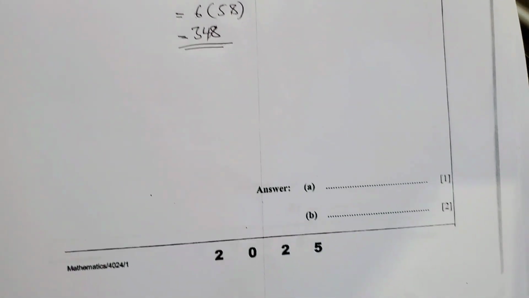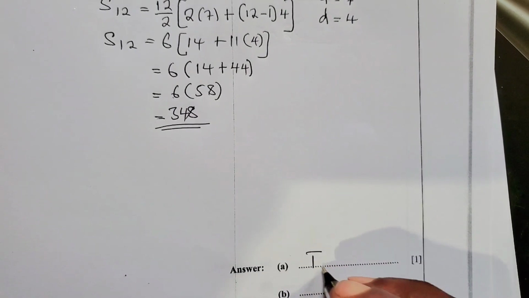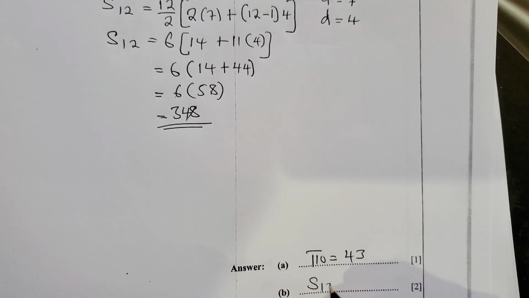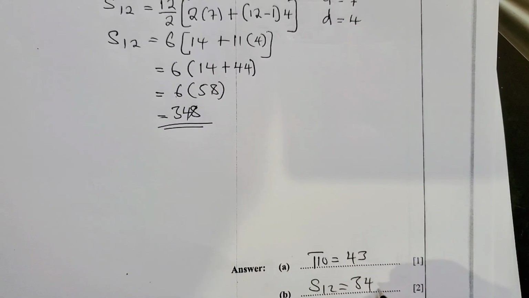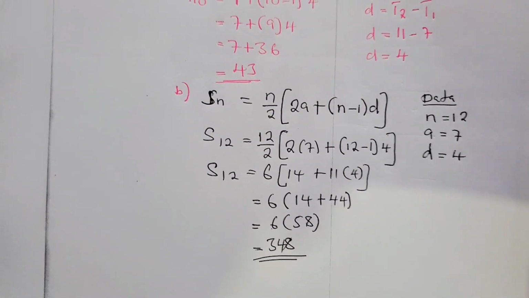Okay, you bring your answer here. Your answers: the first one was just T10 equals 43. Then S12 equals 348. Okay, then you proceed to the next question.